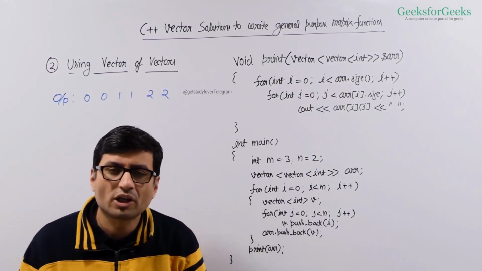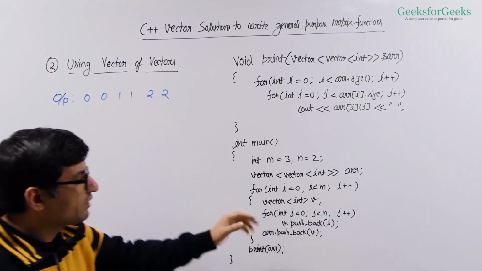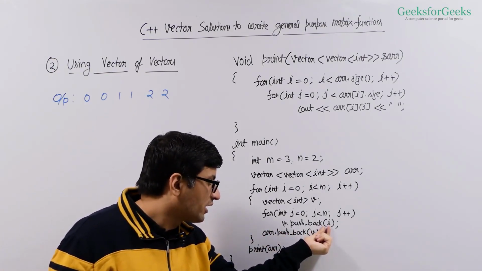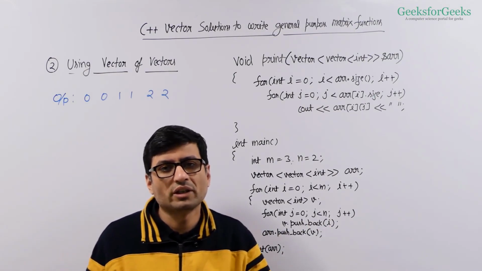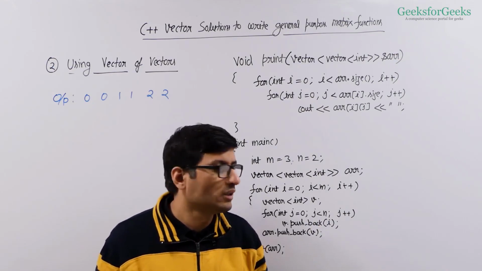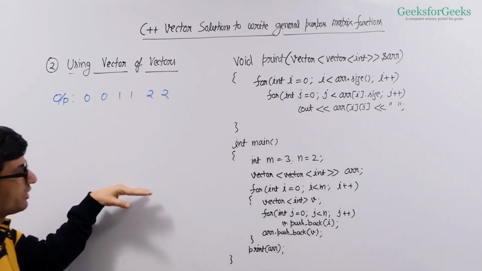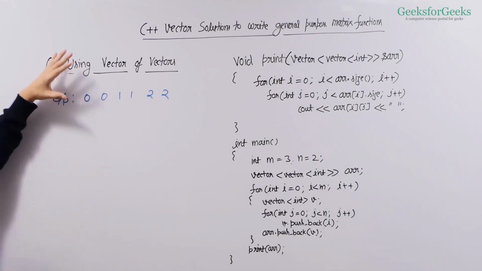The output of this program is 0, 0, 1, 1, 2, 2. Why? Because we have pushed value i into the ith row. So all elements at the ith row have value i. We could put any value here according to our business requirement. Here we are putting 0 into the 0th row, 1 into the 1st row, and 2 into the 2nd row. So that's why we are getting this output.